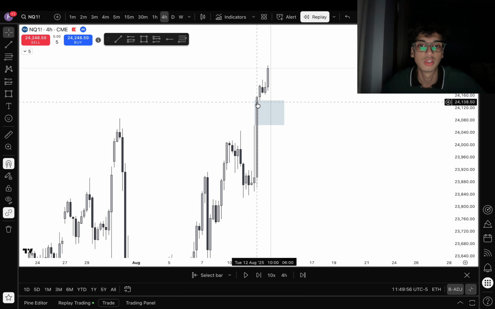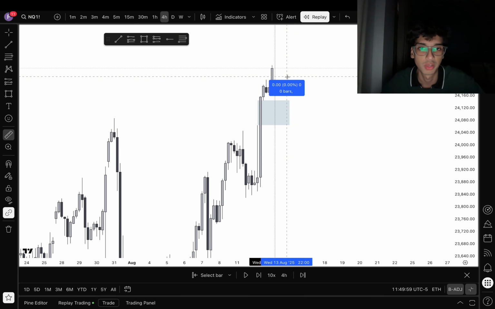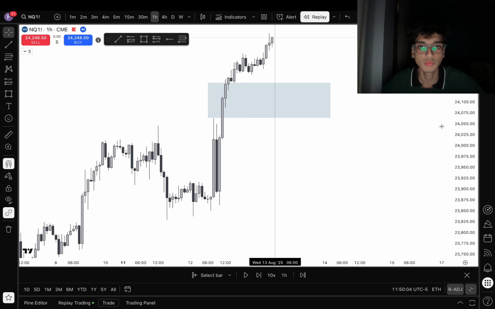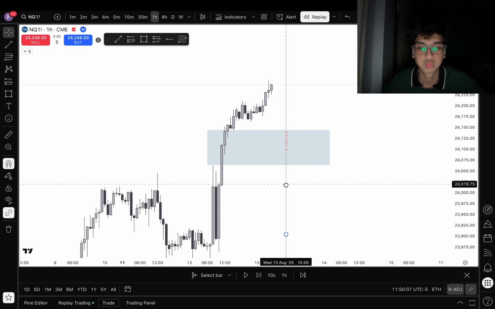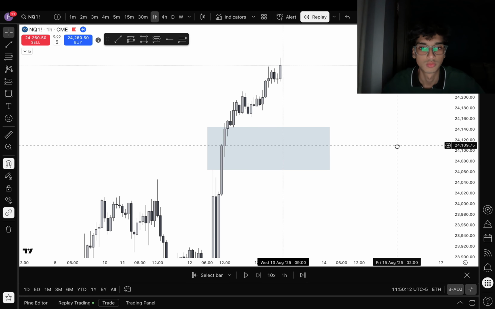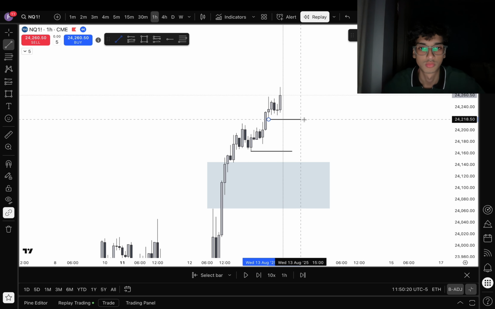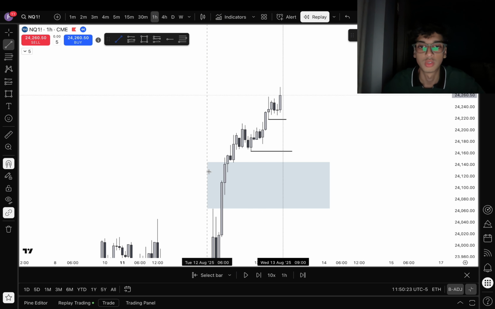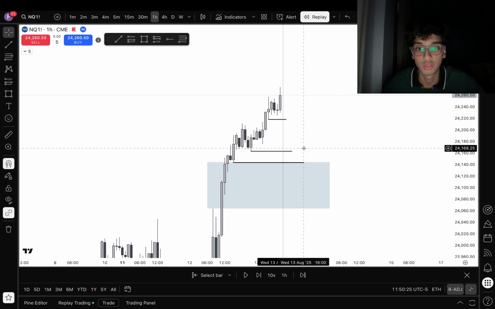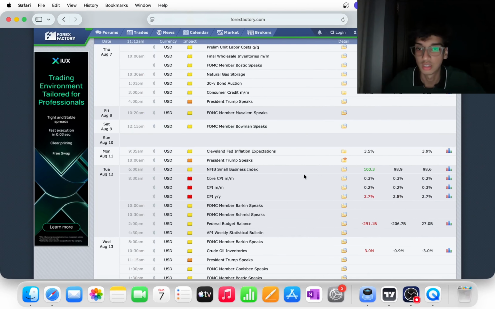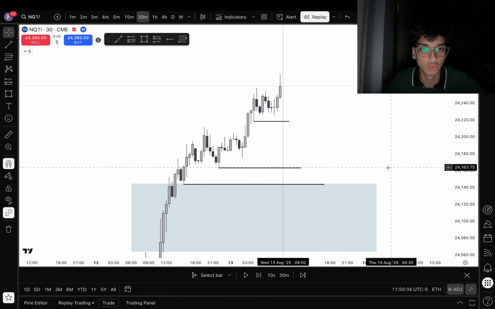Okay, again, same bias for the day. For the unfilled inefficiency, I'm expecting price to pull back just because it straight bought up. I still want to see price come down to those levels just because we have to rebalance. For moving higher, we at least have to rebalance back to that unfilled inefficiency. We have no news today.